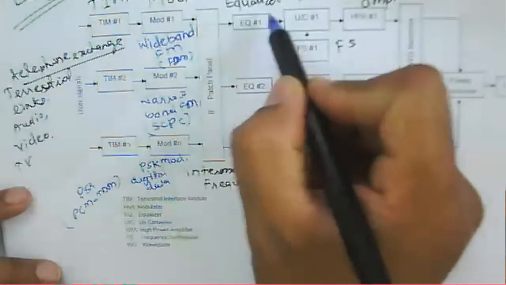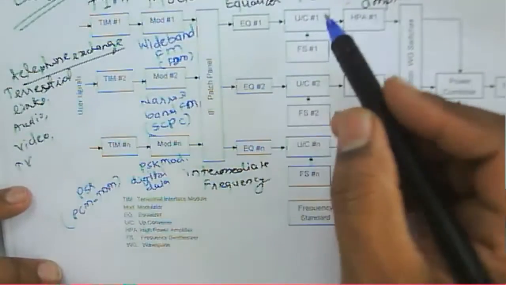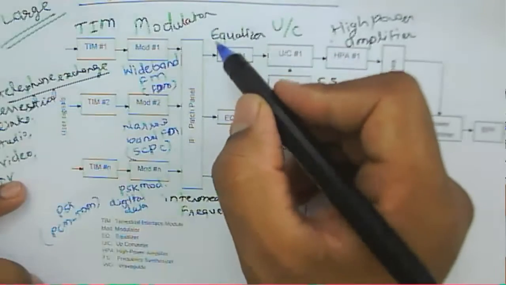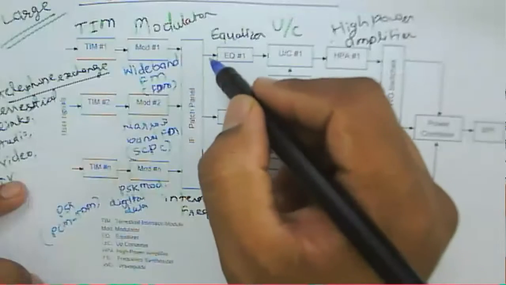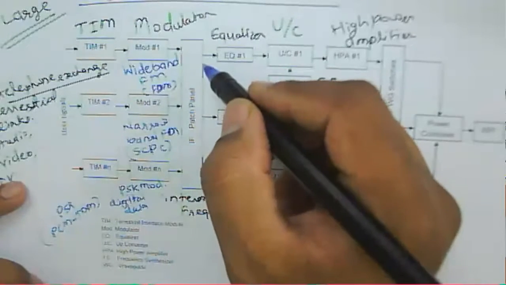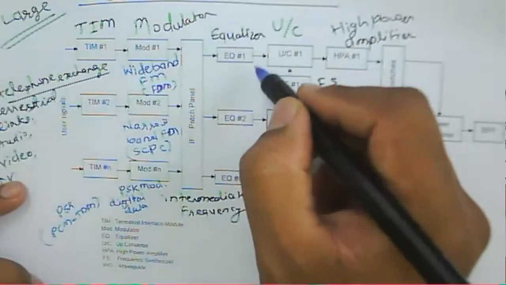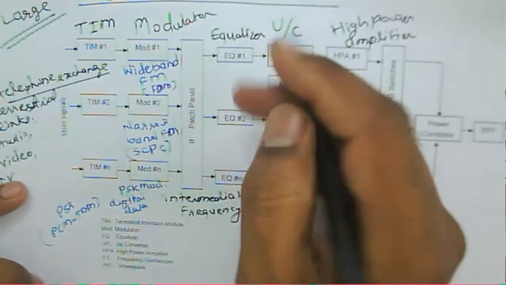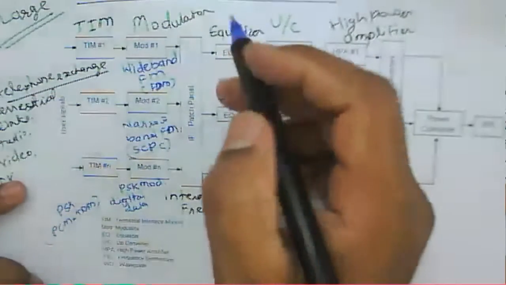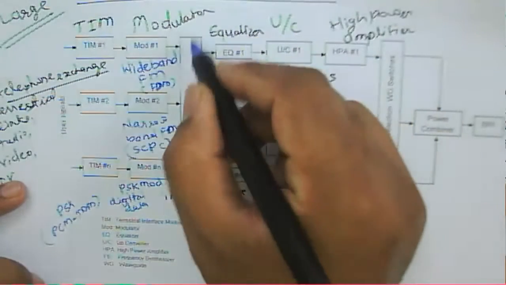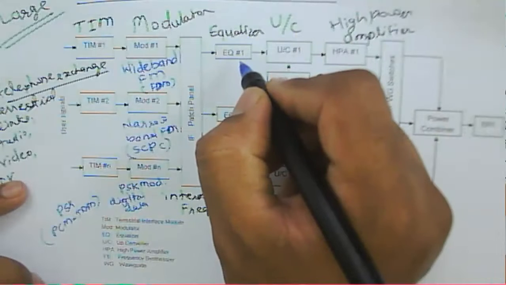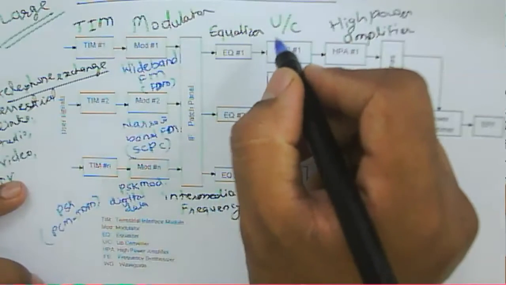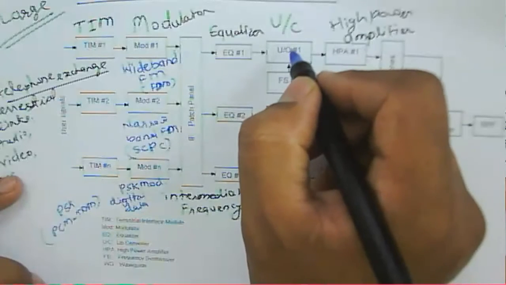that signal will be transmitted through this equalizer here. If you see, equalizers are present on each path of this particular IF here, and the equalizer's role is to remove whatever distortion is present in that particular signal. And then after that equalized output, that will be transmitted again here for the up conversion.